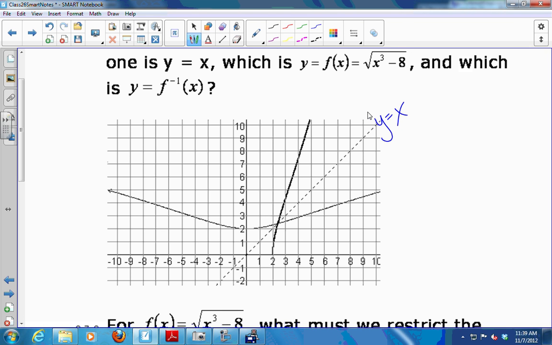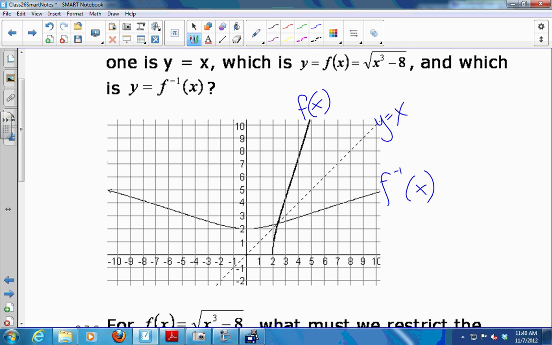Now, of the 2 remaining functions, which one has a domain from 2 to infinity and a range from 0 to infinity? The more vertical one. Sure, that's a good way to explain it. So this one is f of x. Its domain, its x's start at 2 and go forever, and its range starts at 0 and goes up forever. So that means that the other one has to be f inverse.